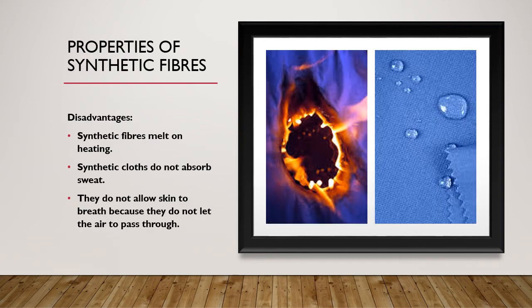Synthetic fibers have advantages over natural fiber, but there are some disadvantages also. The major disadvantage of synthetic fiber is that it melts on heating. This makes it risky to wear. Synthetic clothes do not absorb sweat, which makes them uncomfortable to wear in the summer. They do not allow skin to breathe because they do not let the air pass through.